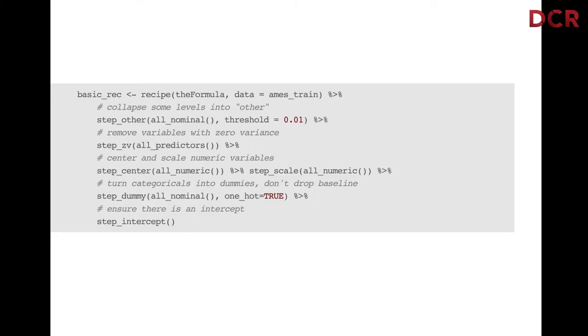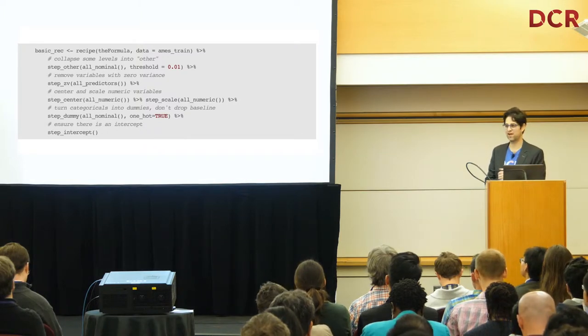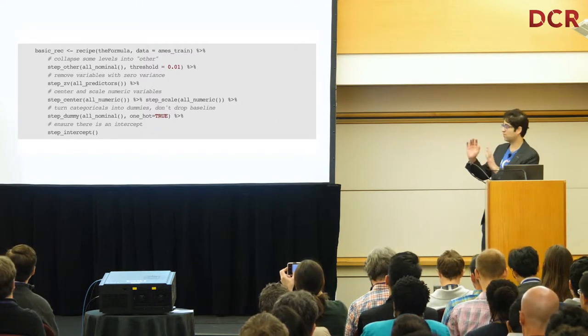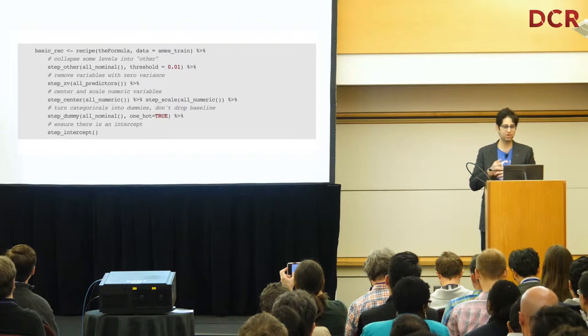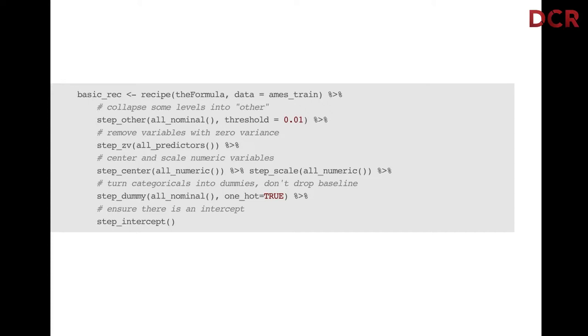We're going to take this formula and put it into a recipe. So we're going to take this recipe, which is like the new cutting edge, cool, hip way of defining your design matrix. Instead of relying on the old semantics of a formula, which I know we are using a formula to get started, we didn't have to, but this sort of makes it more explicit what you're going to do. Like for instance, step other, we're taking any categorical variable that has many levels, and the least frequent of them, grouping them into other. We are getting rid of any variables of zero variance, which means they don't provide really any information. Centering and scaling all the numeric variables and creating dummy variables.